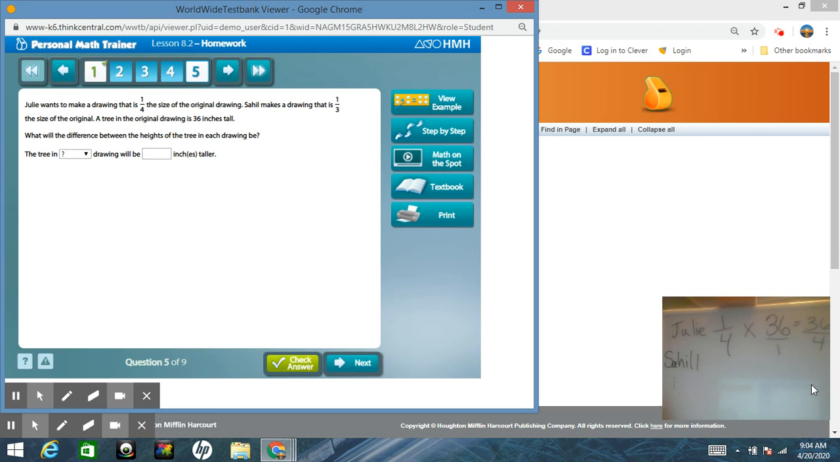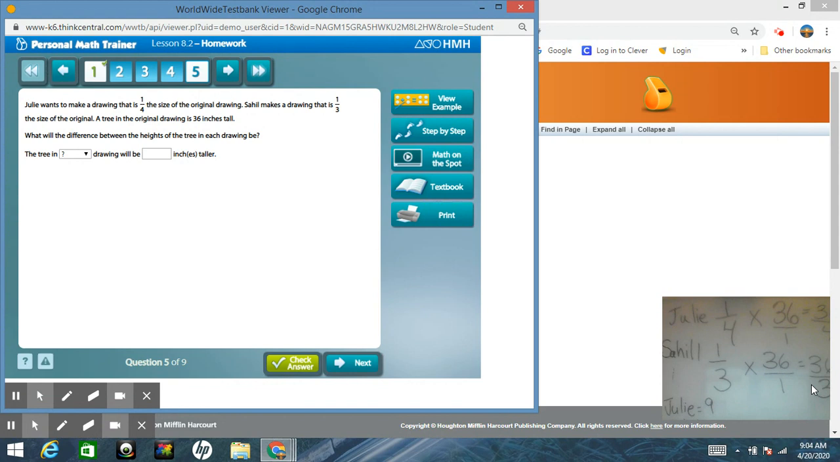And Sahil, it says she is 1/3 of the original size. Of means multiply again. And what's the original size? It's still 36. So now I'm going to take that 36, that whole number, put it over 1. 1 times 36 is 36. 3 times 1 is 3. 36 divided by 3, that brings me to 12. So I have Julie, who is 9. And I have Sahil, who is 12.